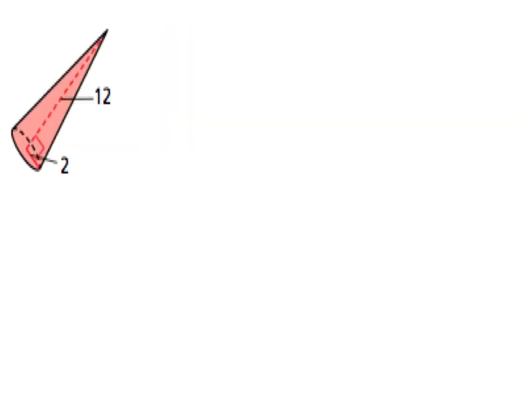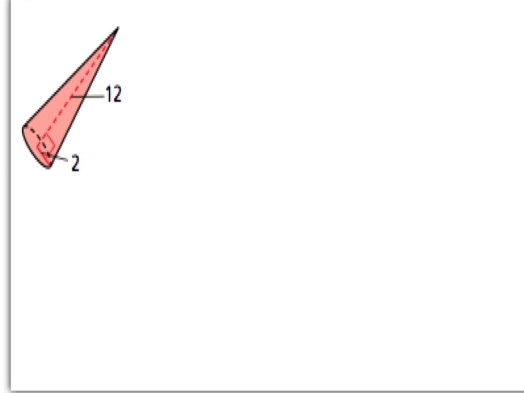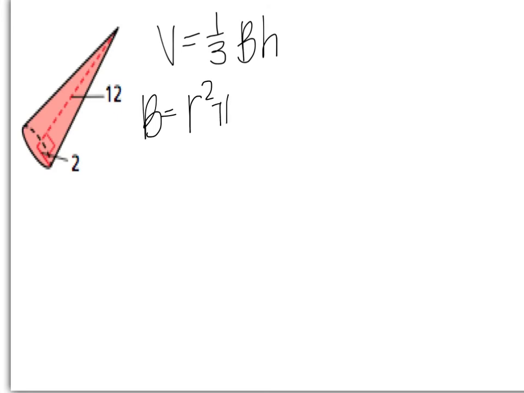Let's try another cone. I'm going to write that equation again. Volume equals 1/3 times base times height. First identify your base. You should notice that the base here is a circle. So you should be thinking, how can I find the area of a circle? If it helps, you can always write down that equation too. To find the area of a circle, you're going to do the radius squared times pi.